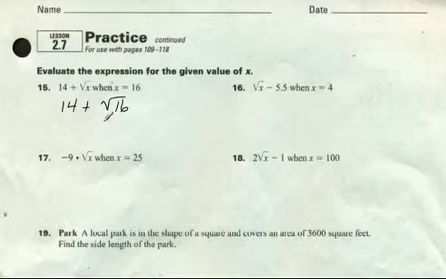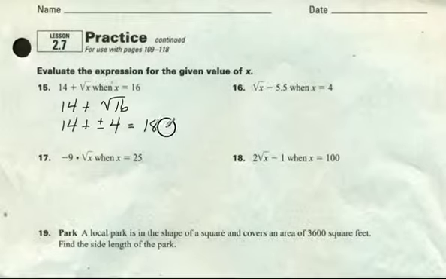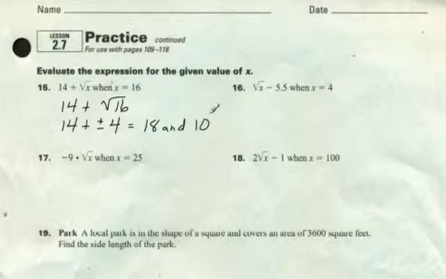We know from our classwork that square roots are now positive and negative. So I have 14 plus the square root of 16 is a positive 4 and a negative 4, because a negative 4 times negative 4 is also 16. So essentially we have two different computations now. 14 plus positive 4 is 18, and then 14 plus that negative 4 would be 10. So we're going to have two different solutions.